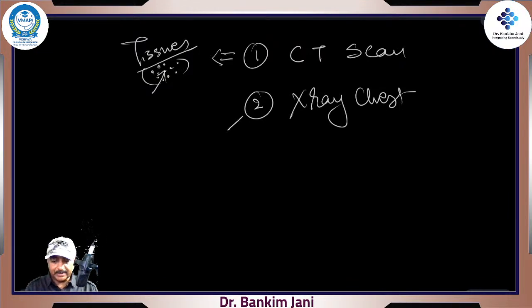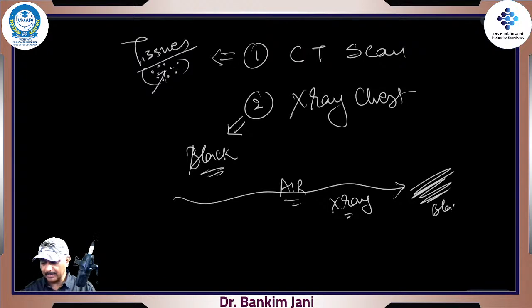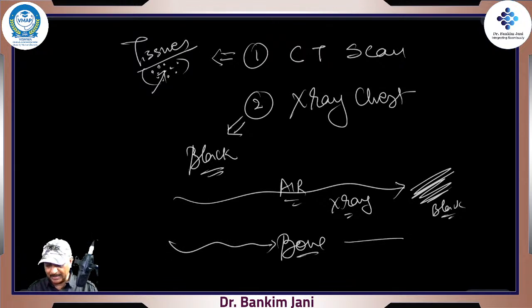In case of X-ray chest, how will it look? It will look black. Why should it look black? Because it is air, and X-rays can pass easily through air. When the X-rays hit the photographic plate, it turns black. Think of bone: if the bone is there, X-rays won't be able to pass through it. That's why bones appear white. That much is the basic you need to understand.